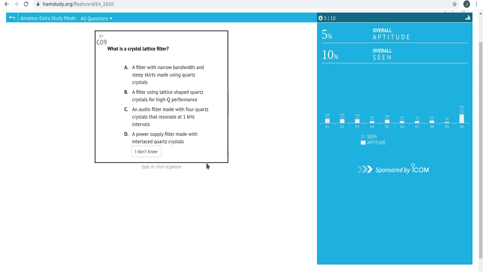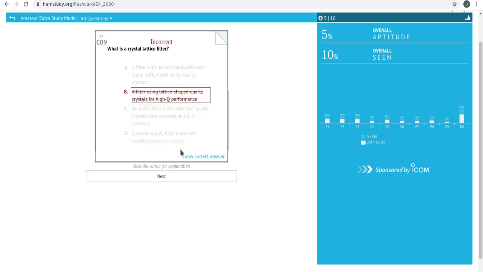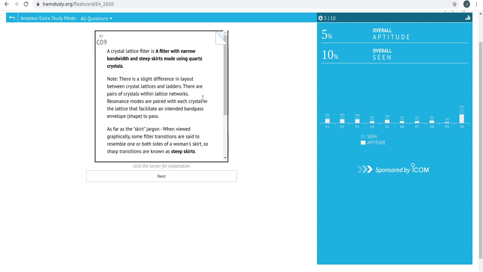I have no idea, but I'm just going to go with B. And I'm wrong. I'm thinking C. What's an audio filter used for quartz crystals? Maybe C. Damn. Show us the correct answer. A. Narrow bandwidth and steep skirts.